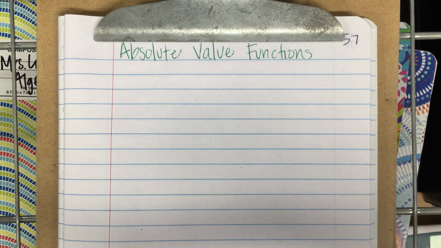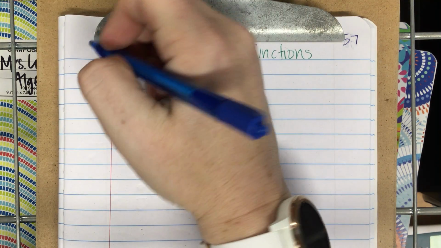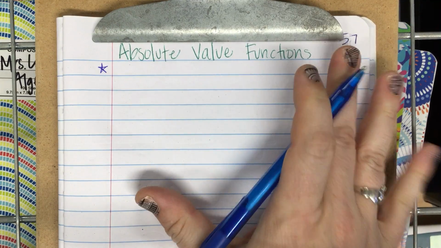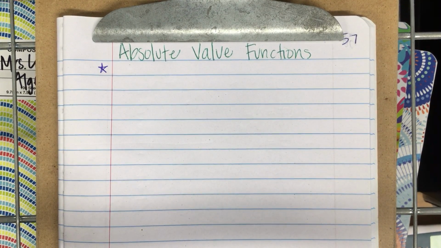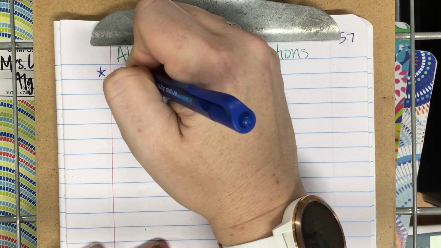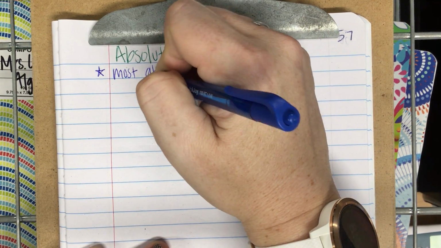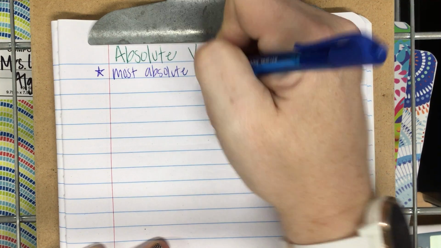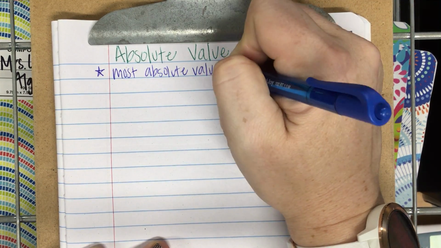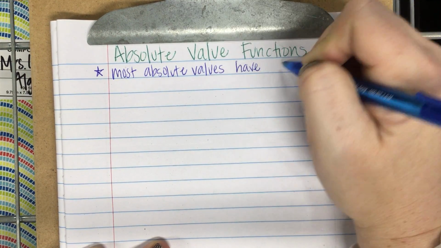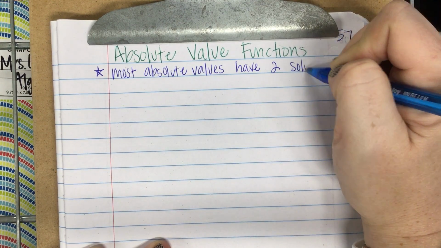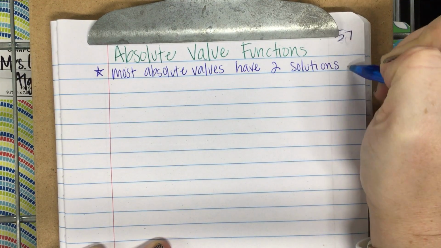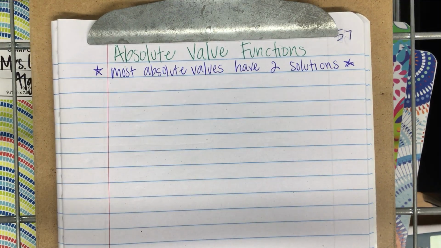Here we go. Absolute value. So the other part that we need to remember is that we talked about this when we solved absolute value equations. Most absolute values have two solutions. Most of them, not all of them, but most absolute values have two solutions.